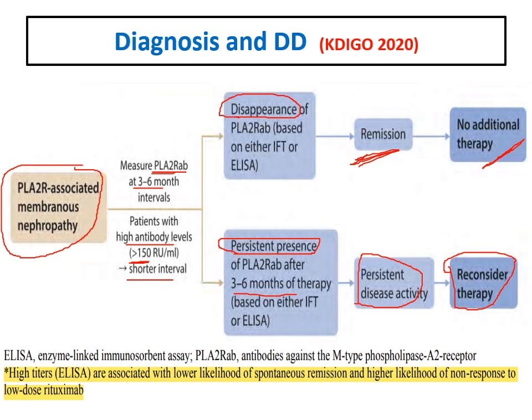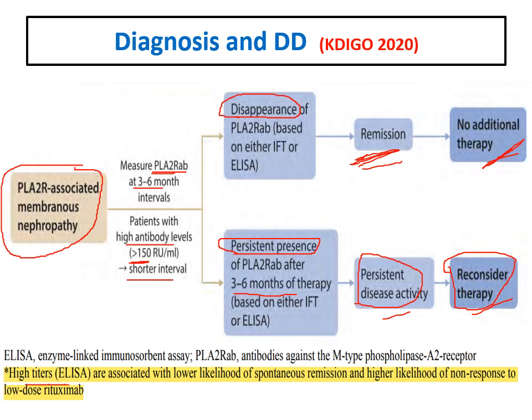So we should ask for the assay during our management. This will guide us in our management, either if we are in remission and we don't need additional therapy, or if there is persistent activity and we should augment our therapy or change our therapy protocol.